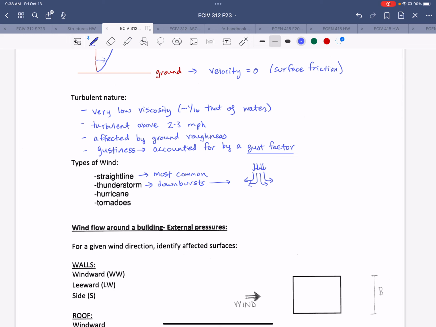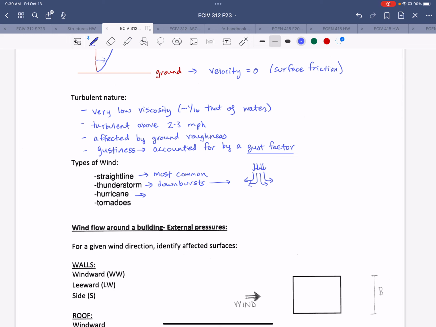There was an event several years ago in the Tobacco Root Mountains. I think they called it a microburst, but it was basically a downburst that flattened like 200 to 250 acres of trees in the Tobacco Root Mountains. And I have a picture to show you later of that. So it can be pretty powerful.